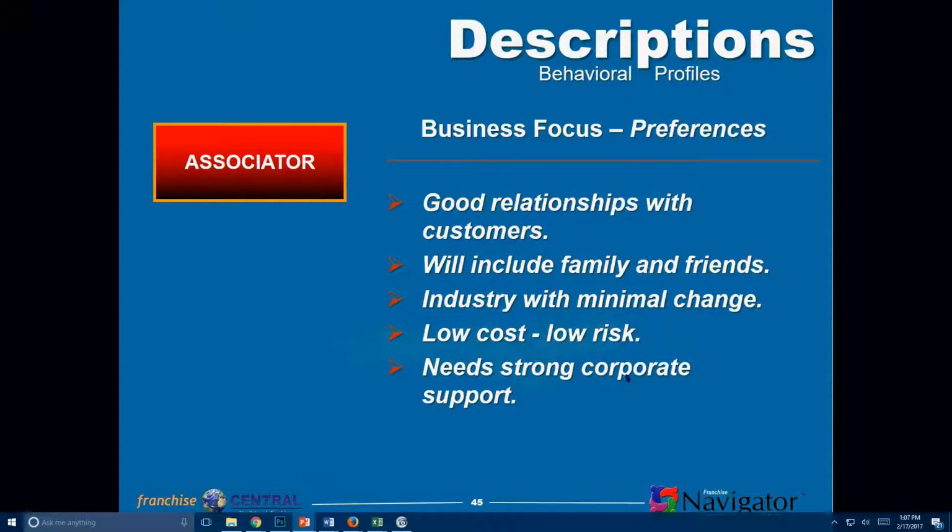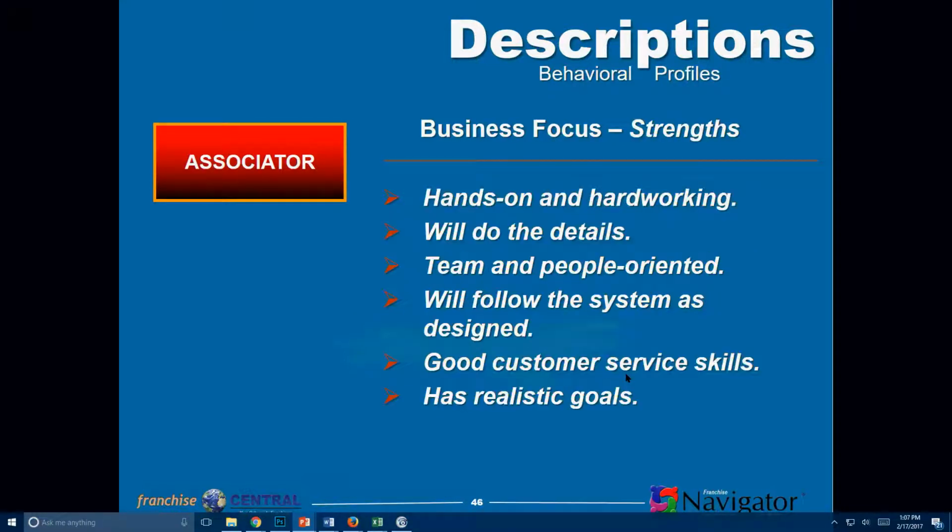They like the strong corporate support. They like it when corporate is in their face, as long as it's not obtrusive. Again, they love the detail. They're very team and people oriented. They're going to follow the system. Where the influencer is going to start looking at ways of improving it, the associator wants to get right into it and just blend right in.